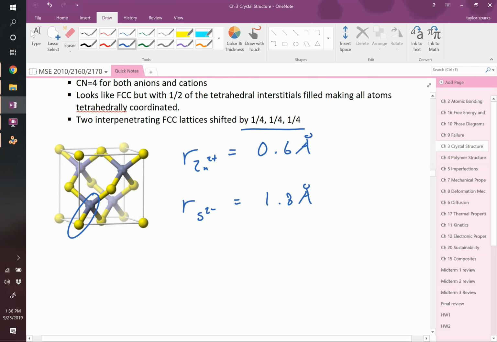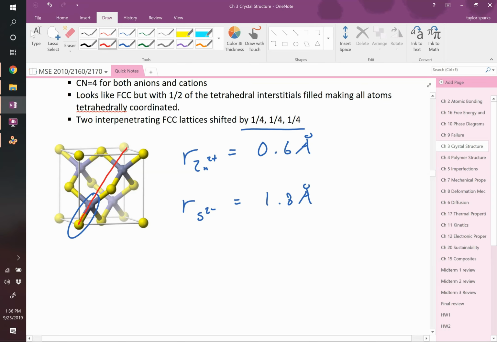So how would we figure out the lattice parameter from this? Well, what do we know? We know that they touch along the body diagonal, but they don't go all the way across. With body-centered cubic, it was easy. We just took 4 radii, went all the way across. Here, they only go a quarter of the way across. In other words, this distance from here to here, we know what that distance is.